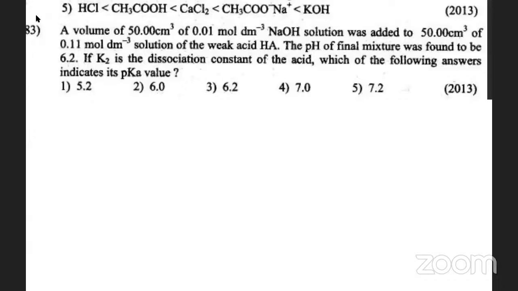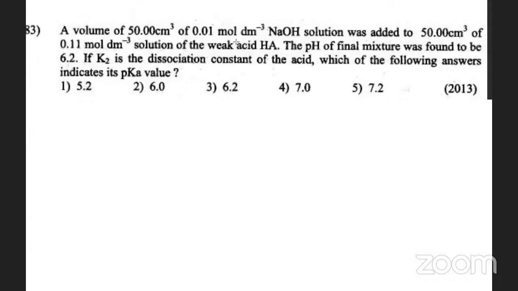A volume of 50 cm³ of 0.01 mol/dm³ sodium hydroxide solution was added to 50 cm³ of 0.11 mol/dm³ solution of the weak acid HA. Same volume this time. In this question they have given the volume, unlike the 2016 buffer solution question we had an issue with. The pH of the final mixture was found to be 6.2. If Ka is the dissociation constant of the acid, which of the following answers indicate its pKa value?